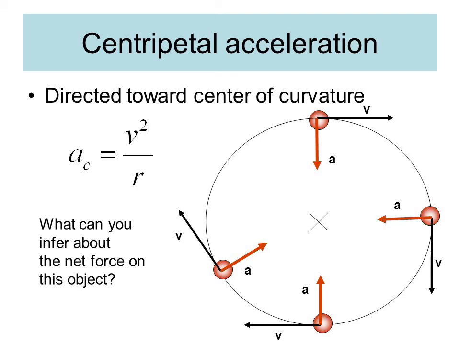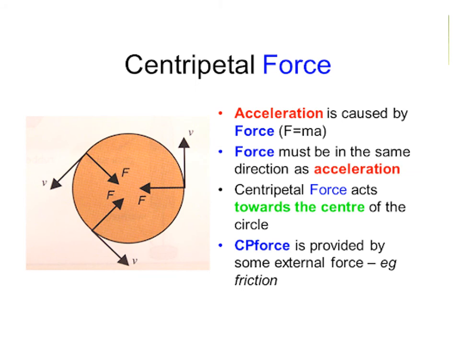Let us consider an object of mass m that is moving along a circular path of radius r, see the picture, with a velocity v. So its centripetal acceleration is given by a equal to v square by r. The magnitude of centripetal force is given by, I will tell you, what is centripetal force? That is acceleration caused by force, that is F equal to ma. Now the force must be in the same direction as acceleration.